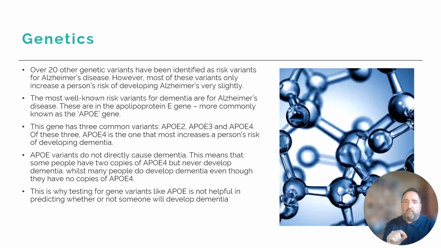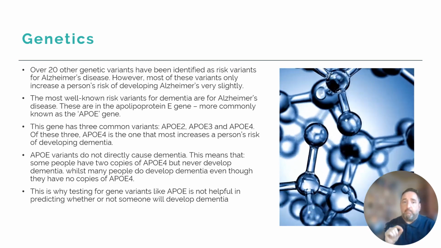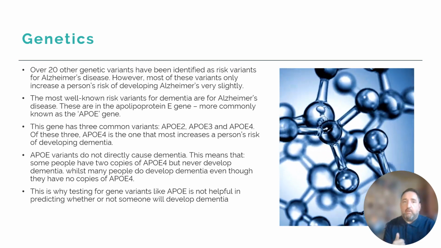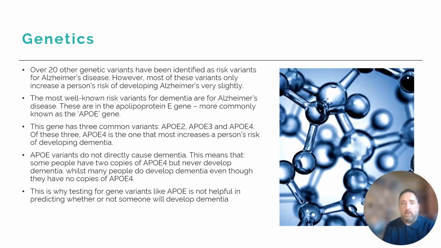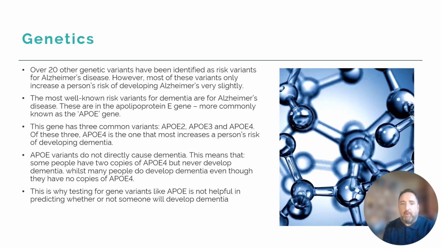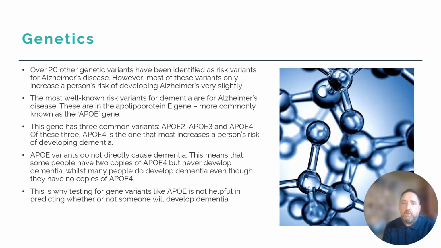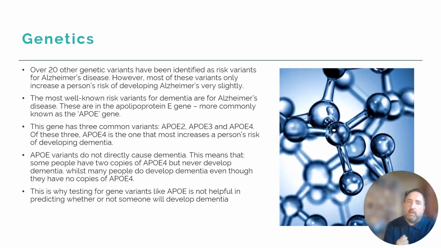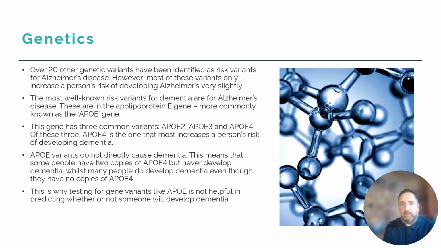The most well-known risk variants for dementia are for Alzheimer's disease, and they're in the apolipoprotein E gene, which is more commonly known as the APOE gene. There are 3 common variants of this gene: ApoE2, ApoE3 and ApoE4. And of these, it's the ApoE4 that most increases a person's risk of developing dementia. But the ApoE variants do not directly cause dementia. You could have 2 copies of ApoE4 but never develop dementia, but there are many people that do develop dementia but don't have any copies of the ApoE4 gene at all.